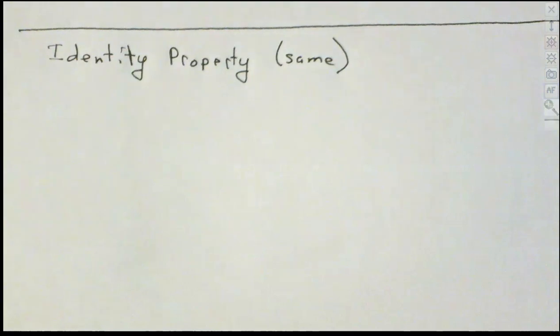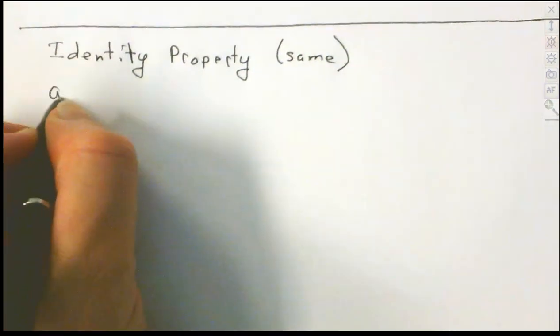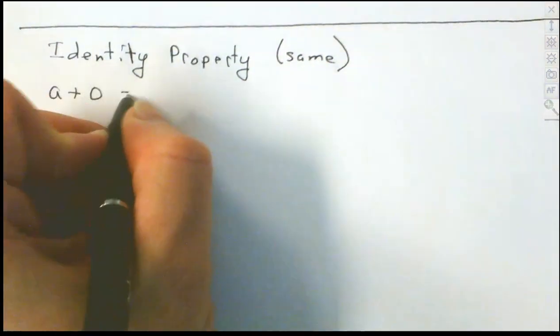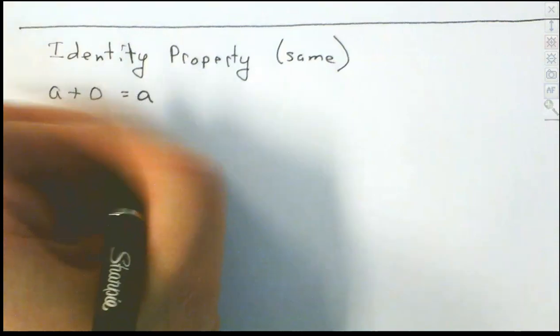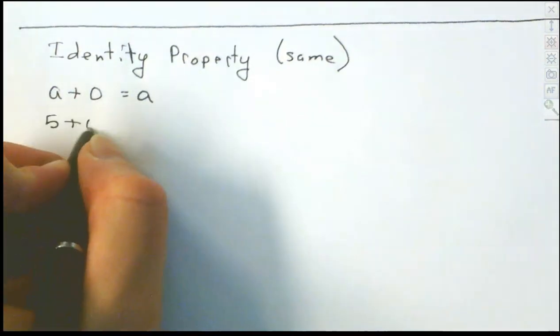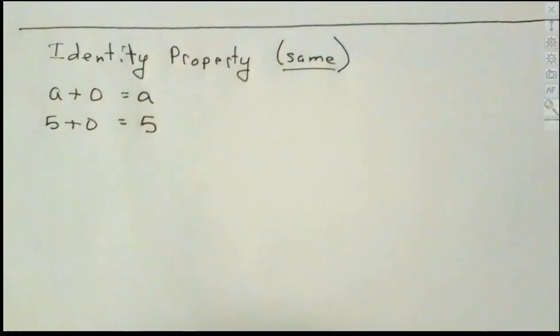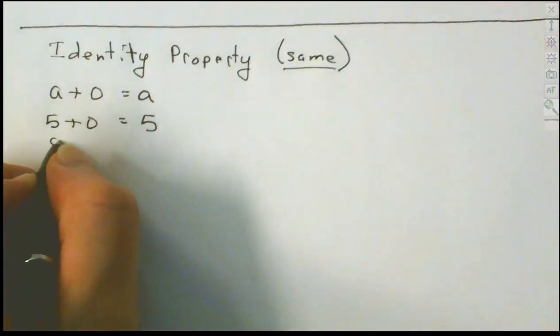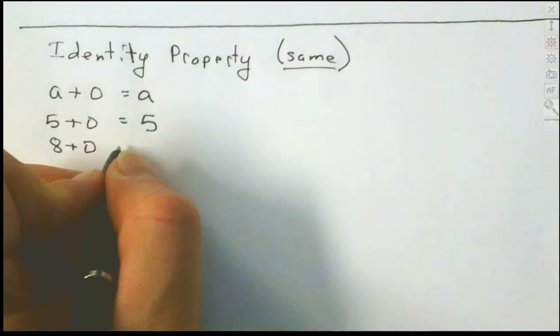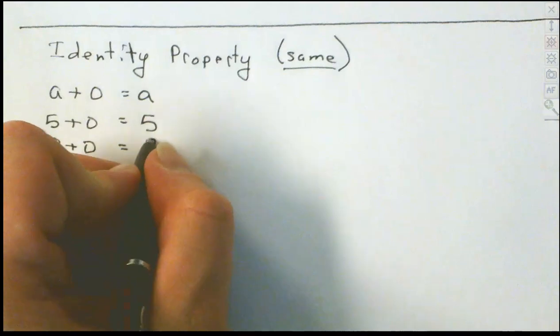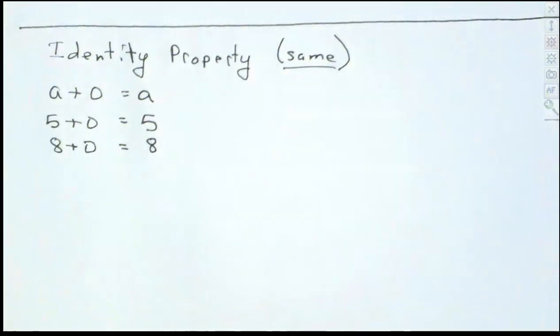There's an additive identity and there's a multiplicative identity. And the additive identity says if I add 0 to something, it doesn't change it. Right? Because 5 plus 0 is still what? 5. It stays the same. Identity means they're the same. When I add 0, it doesn't change it. 8 plus 0 is still what? 8. So adding 0 to something does not change it.